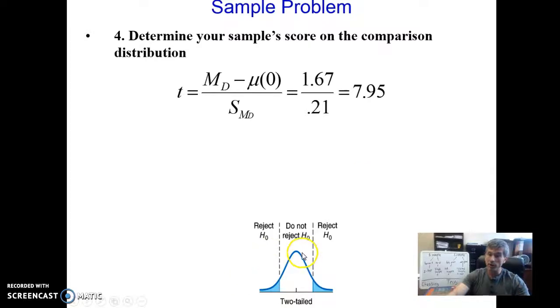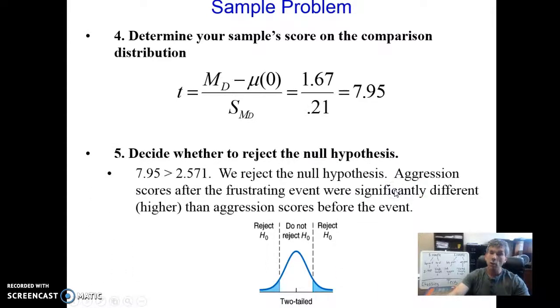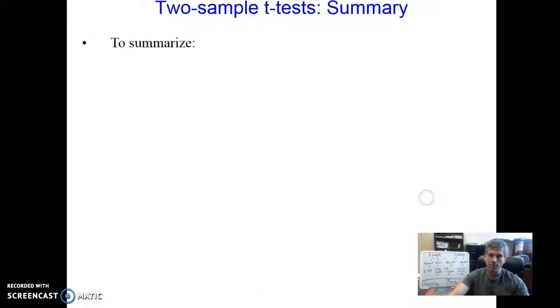Is that enough to reject the null? Hopefully you figured this out as soon as I put that number up there. That is not only beyond the line, that's a mile beyond the line. That's an incredibly unlikely result to happen if there was no effect of that relative deprivation. So we very much reject the null hypothesis. Aggression scores after the frustrating event were significantly different, specifically higher than aggression scores before the event. It looks like that relative deprivation made those kids mad the same way it did for those monkeys.